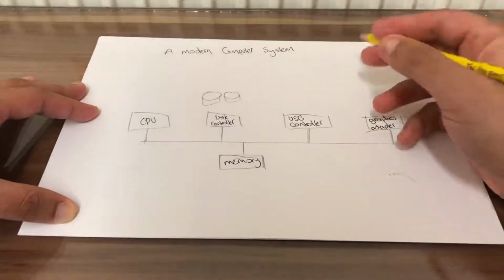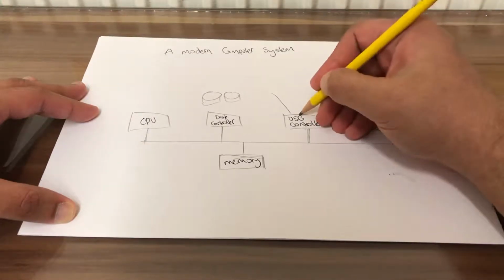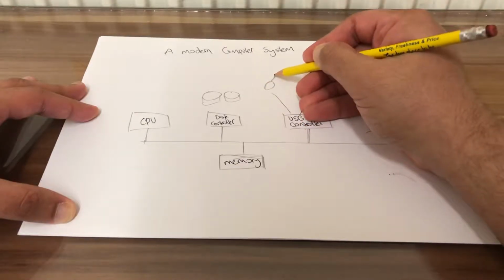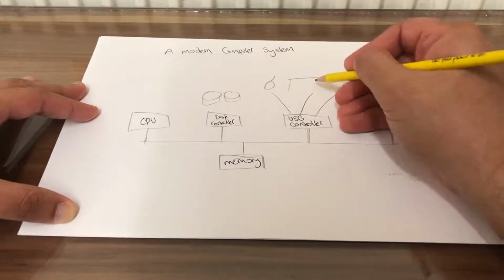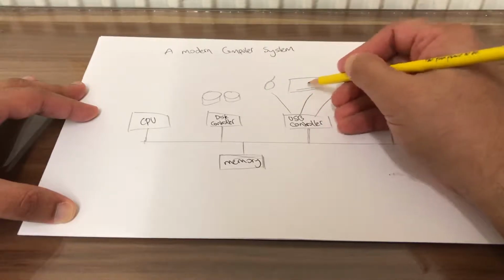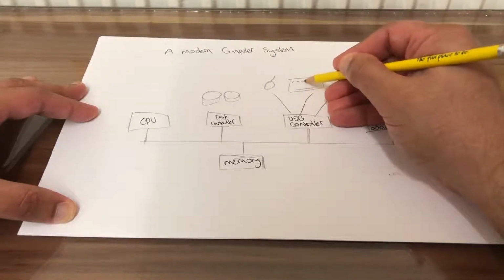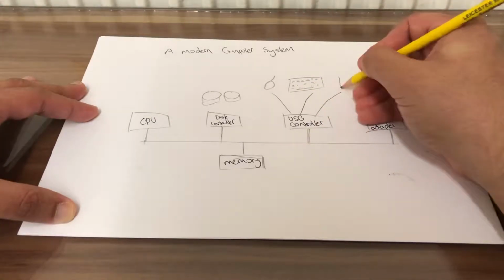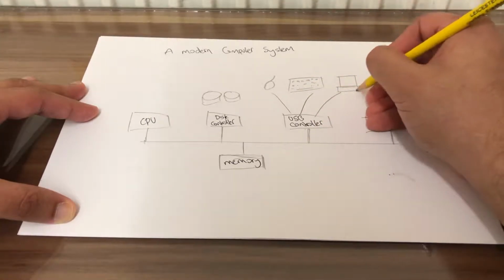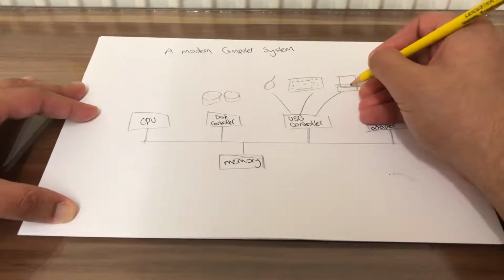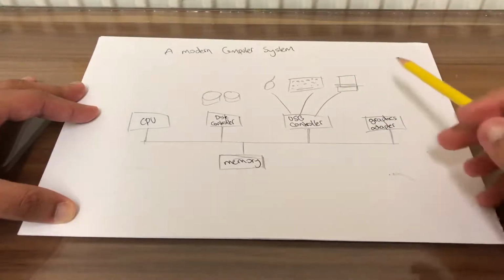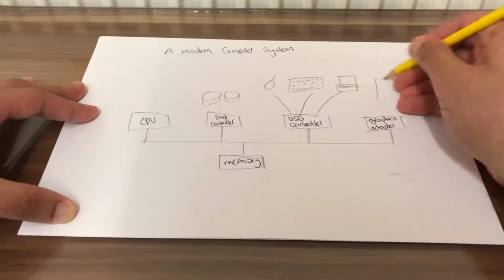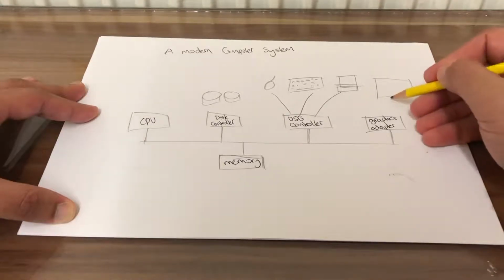Disks, a mouse, a keyboard, a printer. These are all the peripherals. Last but not least, the monitor.